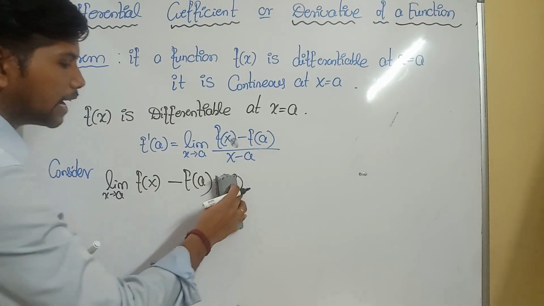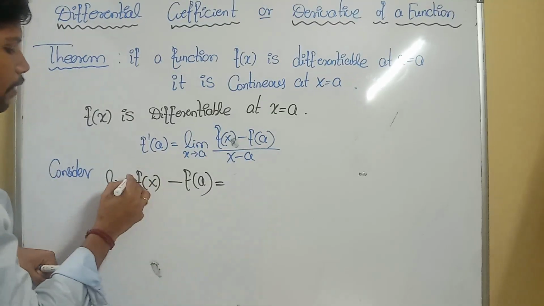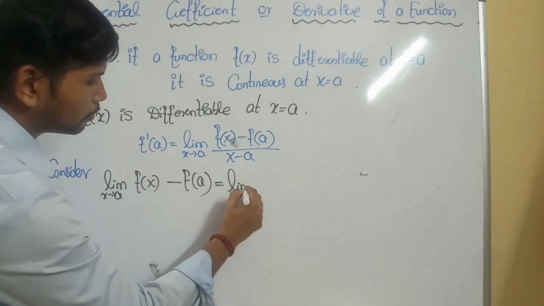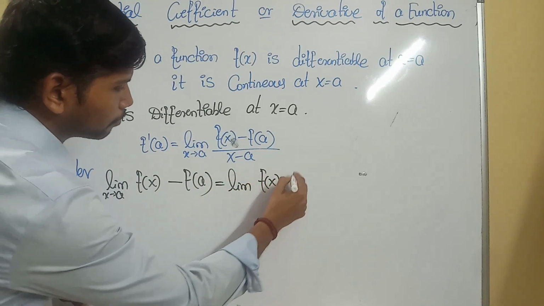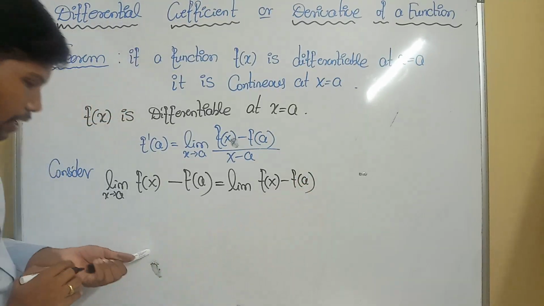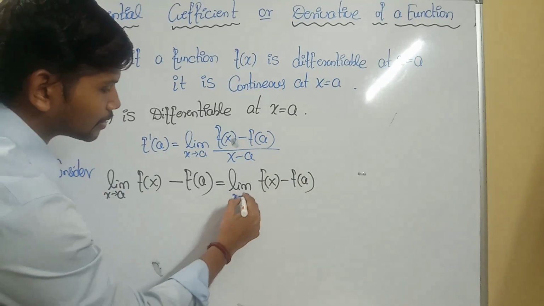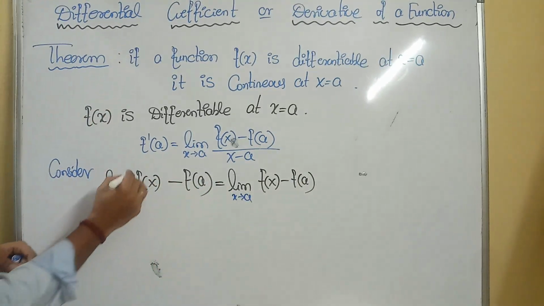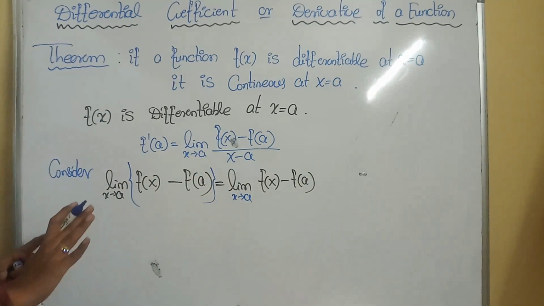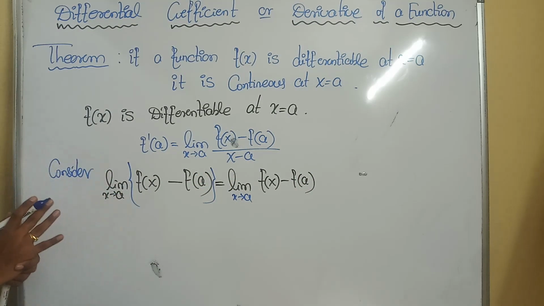Okay, instead of writing 0, I'd like to write the same function once again. Limit of f of x minus f of a, here also as x tending to a. Whether you're getting my point? Left hand and right hand limits are the same or not? I defined the continuity of the function.